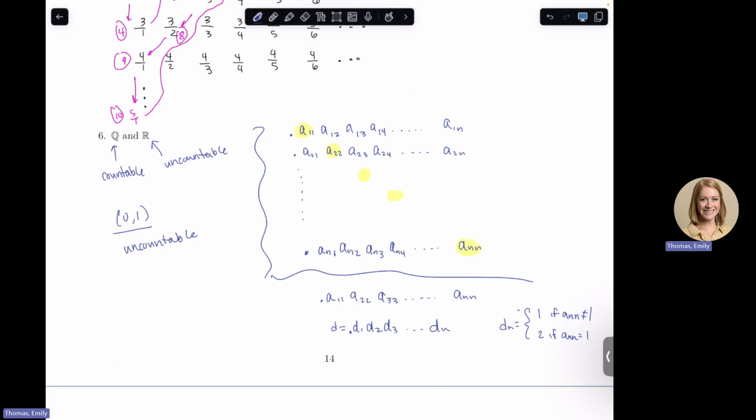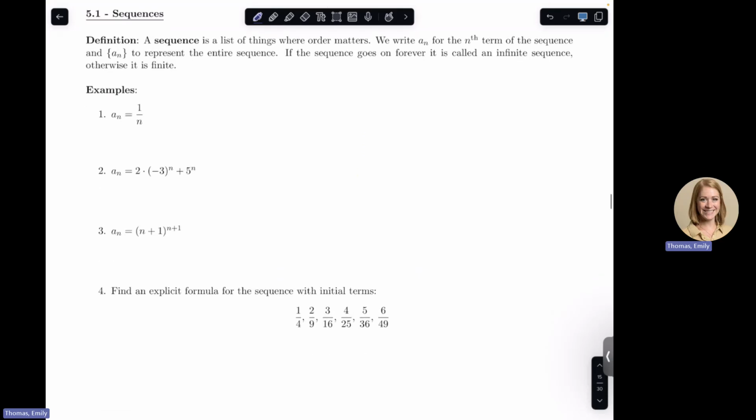Alrighty, that's the end of chapter 7. You feel good about chapter 7? One-to-one, onto, compositions, bijections. That's all chapter 7, I think. Good? Yeah. All right. Let's talk about sequences.